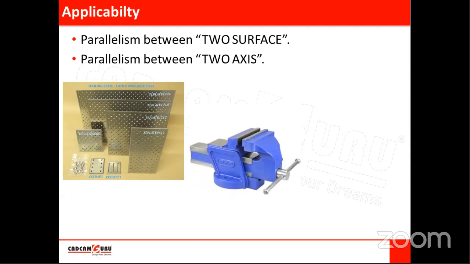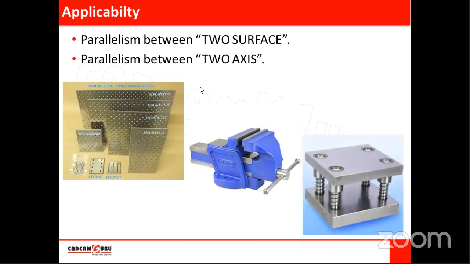Now, one more case for parallelism is parallelism between two axes. If we need two axes of different components to be parallel to each other, then we apply this case. Here this one is a press tool assembly. This type of tool is used for press work or punching operations. So if you want to punch some holes, holes can be created by punching operations also.